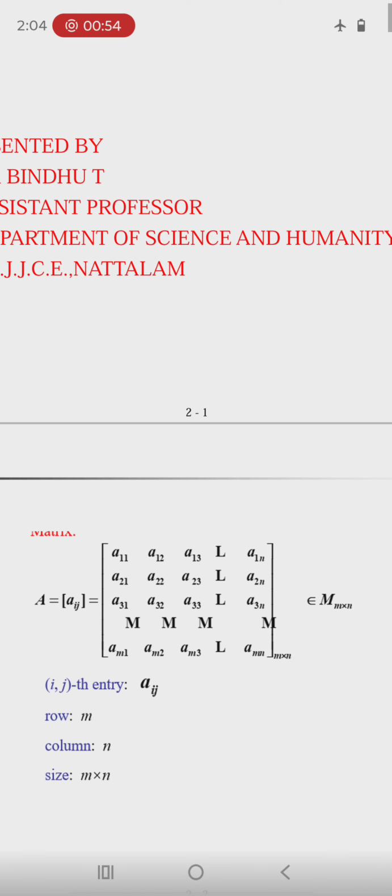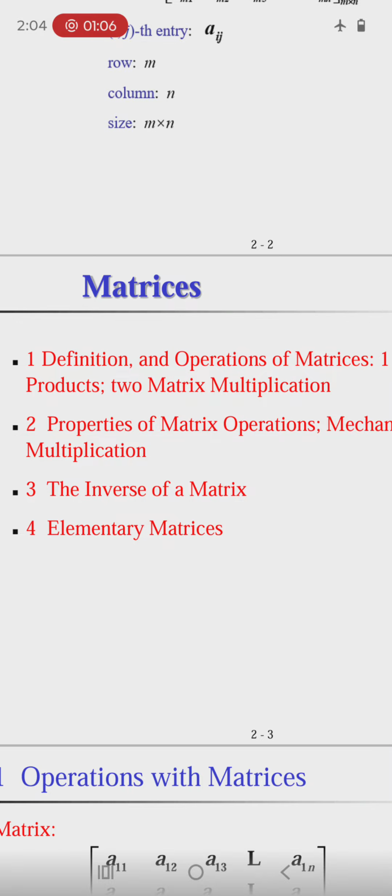This matrix belongs to m by n. M by n is an order value. This size value is called m by n. I will explain the operations of matrices, sum and scalar products, and matrix multiplication. The next topics are properties of matrix operations, the inverse of a matrix, and elementary matrices.